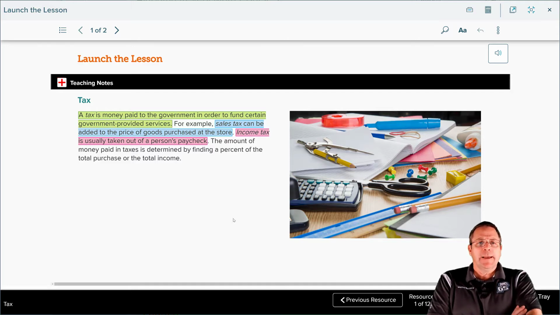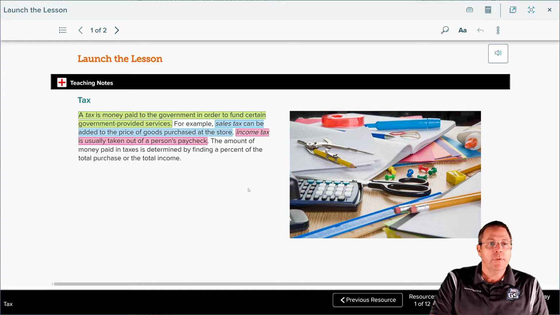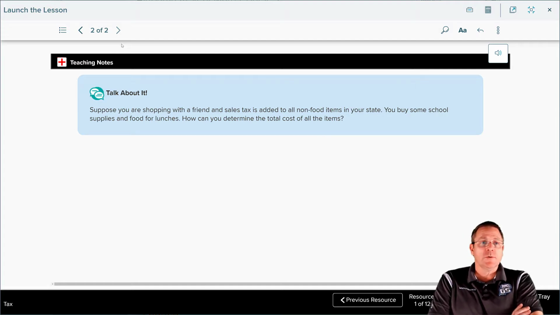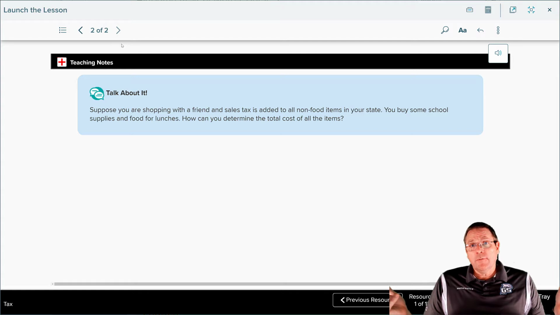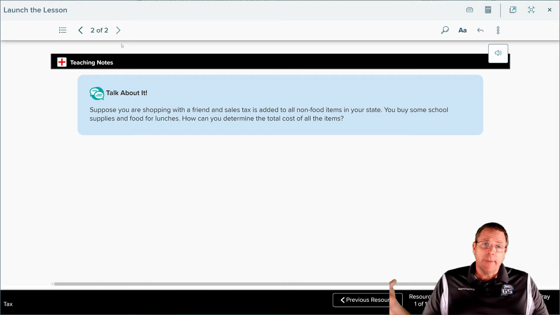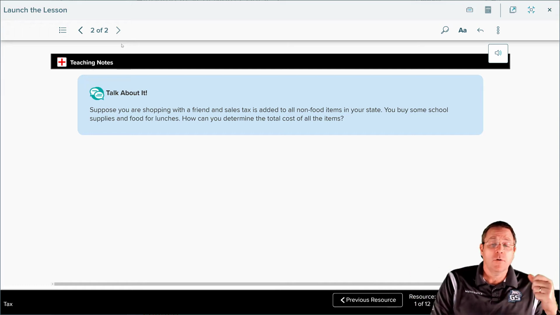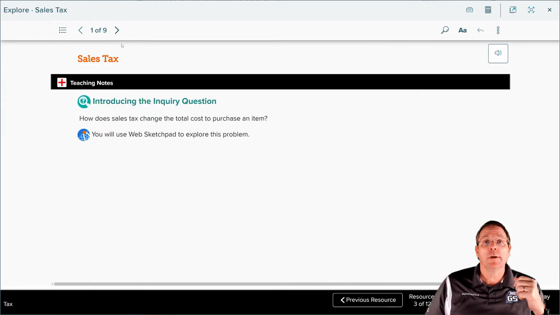The amount of money paid in taxes is determined by finding a percent of the total purchase or total income. Now suppose you're out shopping with a friend and sales tax is added to all non-food items in your state. You buy some school supplies and food for lunches. You can determine the total cost of all the items. You have to add up the items in different categories though. Your food stuff doesn't get taxed, but the other stuff does get taxed. So you have to calculate the tax for the non-food items, then add it all together, and that's part of what we're going to learn about doing today.